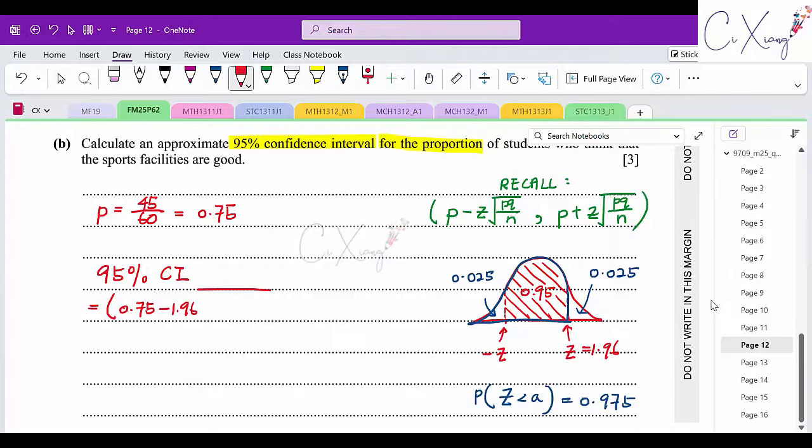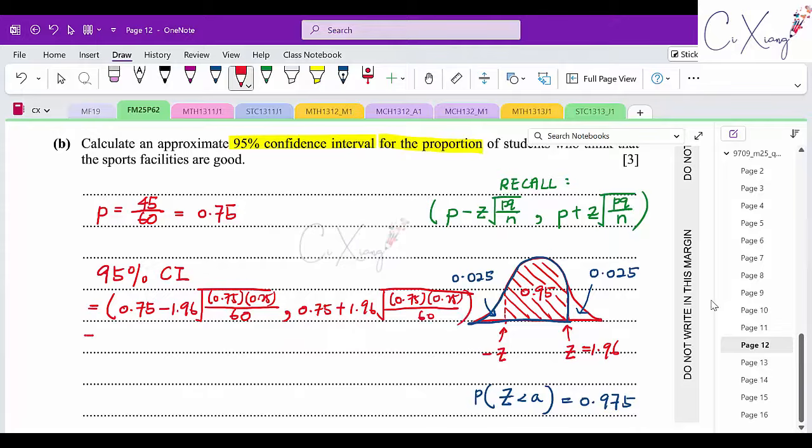Okay, then square root PQ over N. So you just substitute the value. P is 0.75, Q is 0.25, then divided by N. N will be 60. Then the same thing happens for the upper limit, 0.75 plus Z is 1.96, square root PQ, 0.75, 0.25 over N, which is 60.